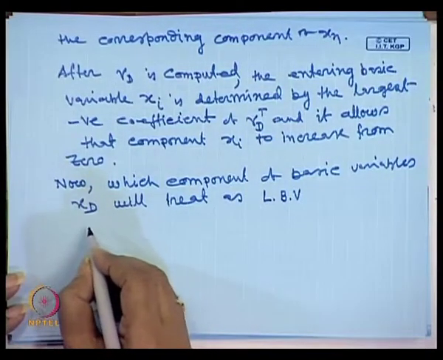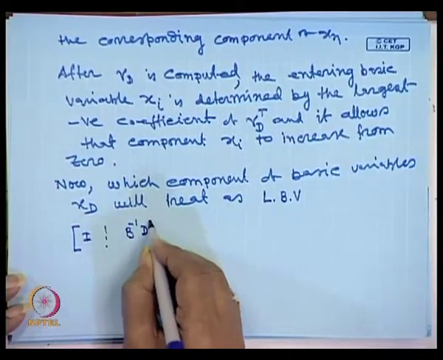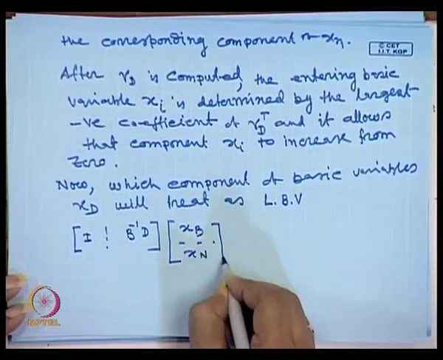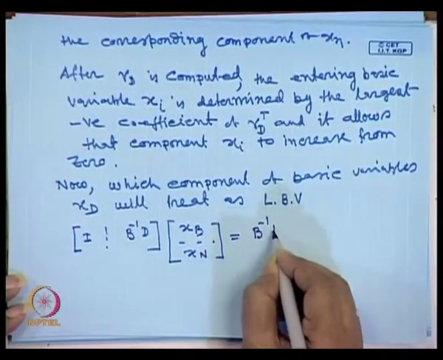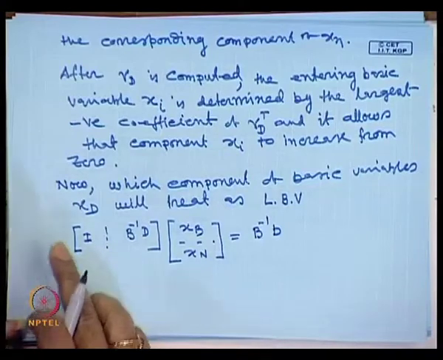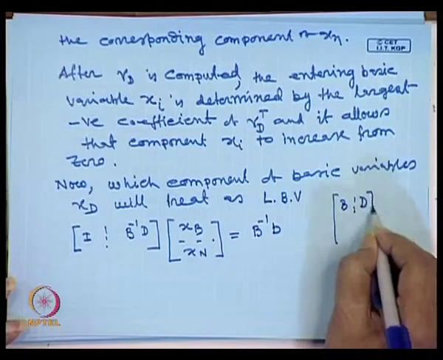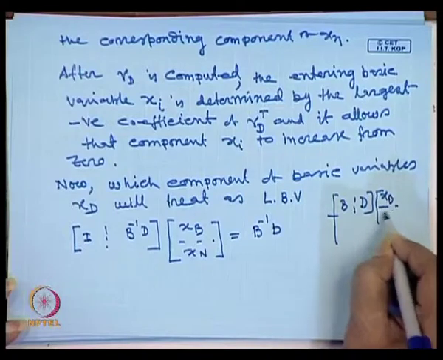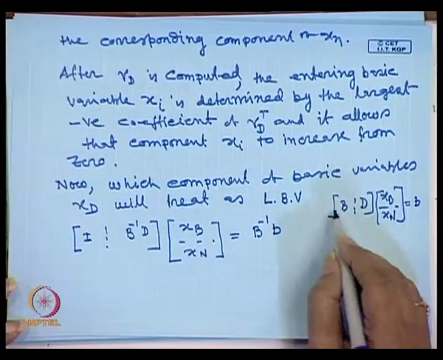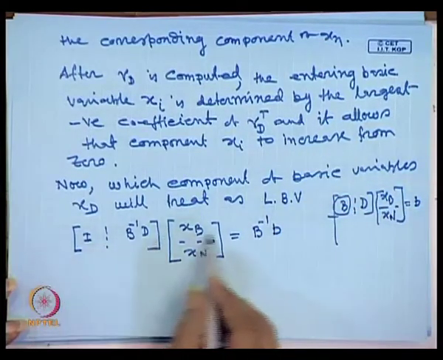So, now recall our basic expression, that is I, B inverse D, x_B, x_N is equal to B inverse b. That is our basic expression, our equality constraints. We have written, if you recollect, B partition D, then we have the basic variables x_B, then the non-basic variables x_N, is equal to b. Both sides, this is a square matrix, I took the inverse. So it will come this way.